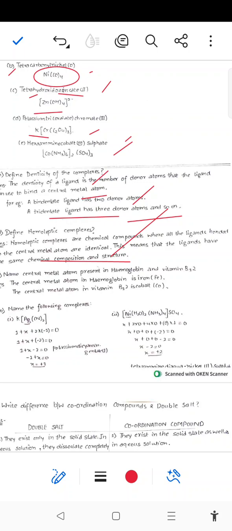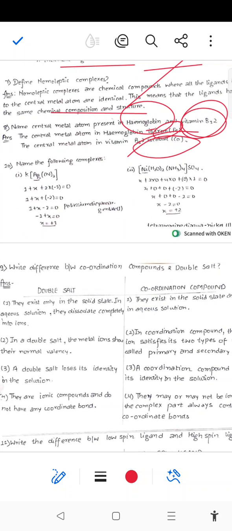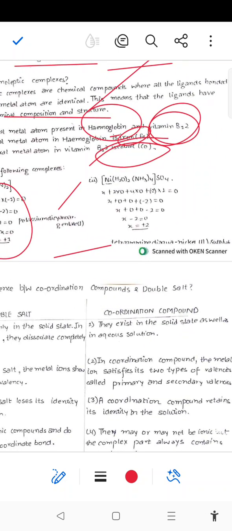Name the central metal atom present in hemoglobin and vitamin B12. In case of hemoglobin, that is iron. Vitamin B12, that is cobalt, is the central metal atom. So similarly, next, the following complex again. First, calculate oxidation state, then name: potassium dicyanoargentate(I). So similarly, second, we will calculate X, that is tetraamine diaqua nickel(II) sulfate.